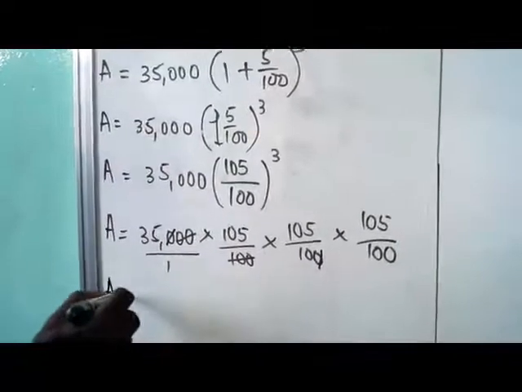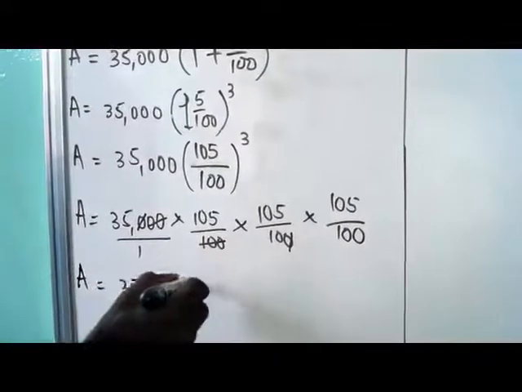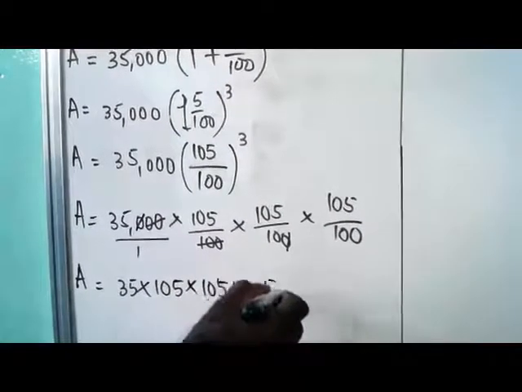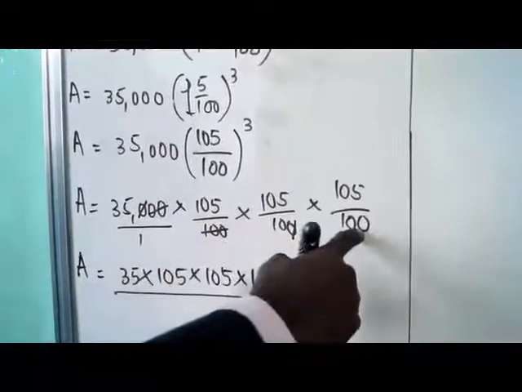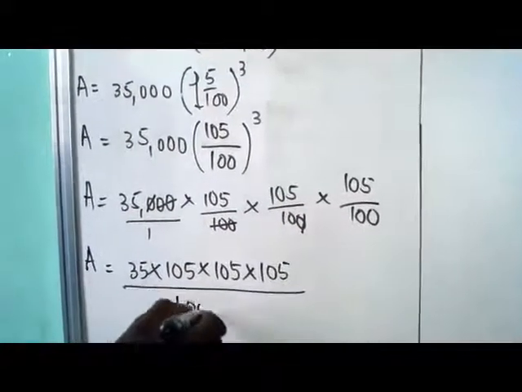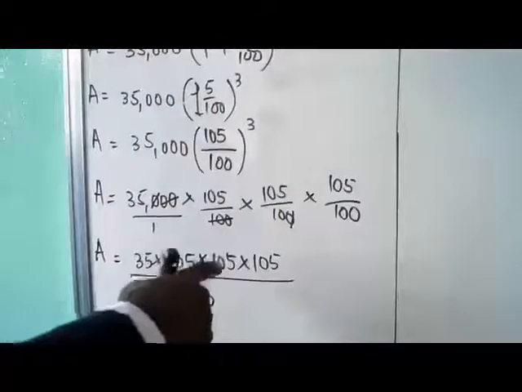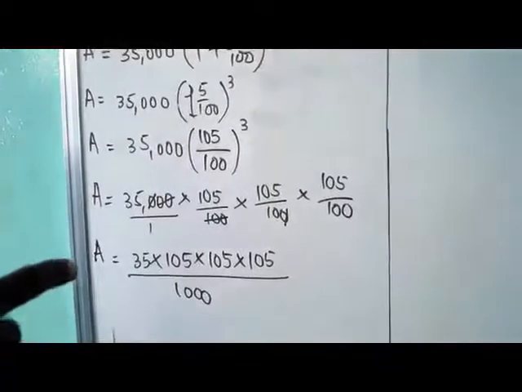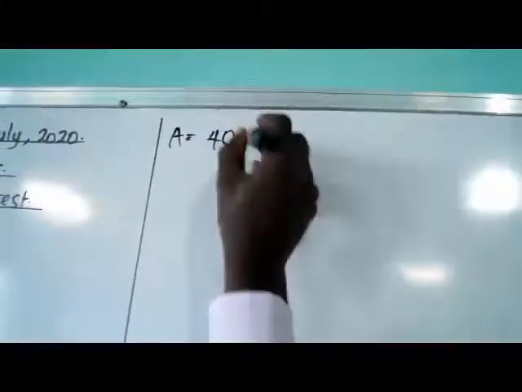So my last amount will give me 35 times 105 times 105 times 105, all divided by, this is 10 and this is 100. That gives us 1000. Now if you find the product of 35 times 105 times 105 times 105, you are going to get a total of 40 million. So my last amount is 40 million.